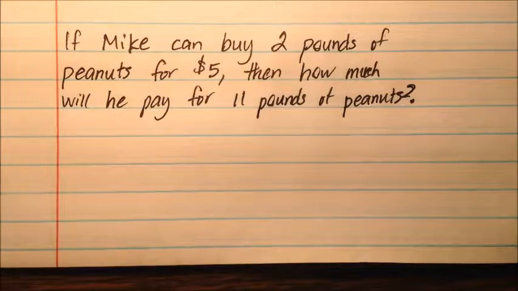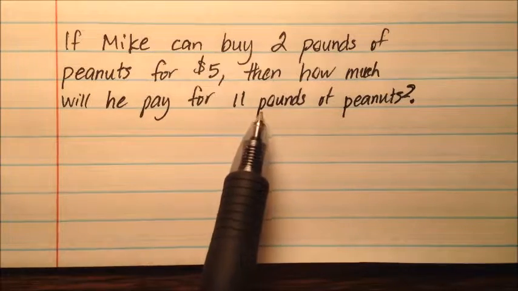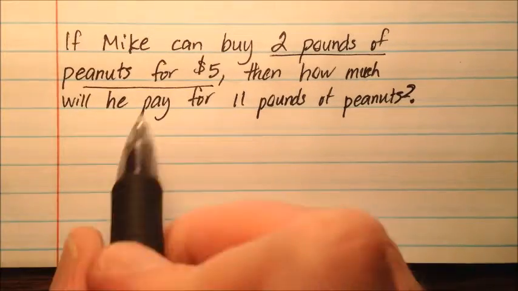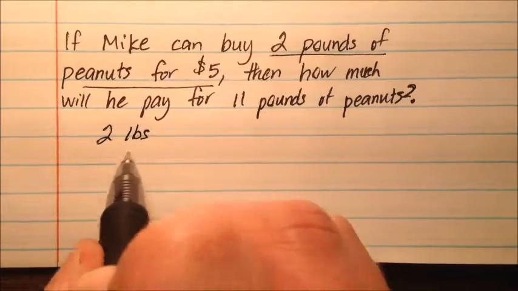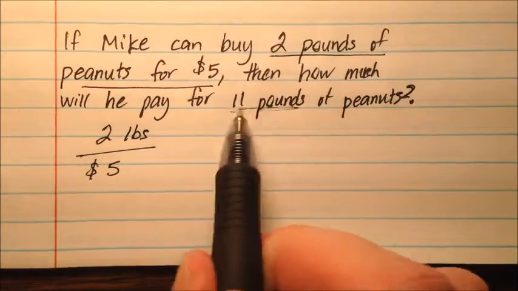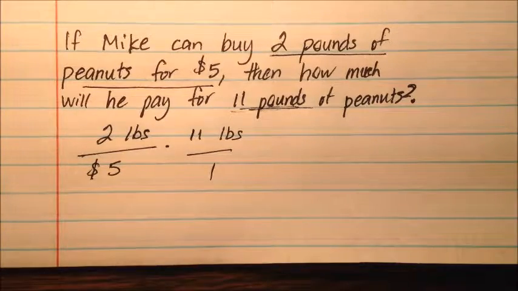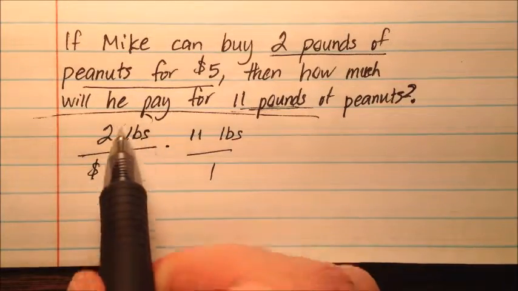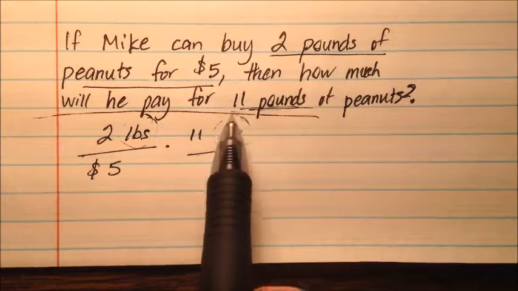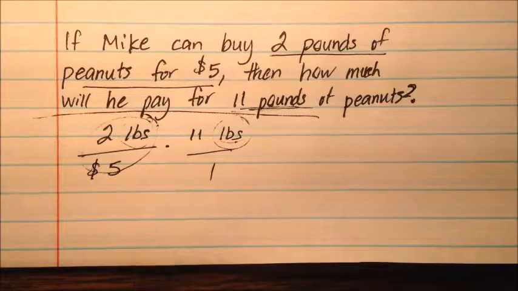In our final example, if Mike can buy 2 pounds of peanuts for $5, then how much will he pay for 11 pounds of peanuts? So we have a good rate here, 2 pounds for $5. So we'll say 2 pounds for $5, right? And we want to know how much he'll pay for 11 pounds. So we're going to multiply that by 11 pounds. Oh, but we notice again, like the last example, our pounds are both on top. So things aren't going to cancel the way we want them to. So since we want pounds, we need to know how much per pound.